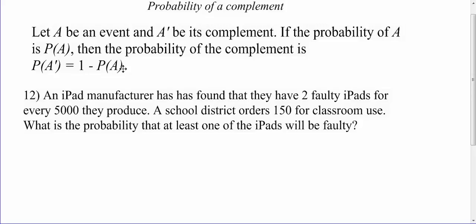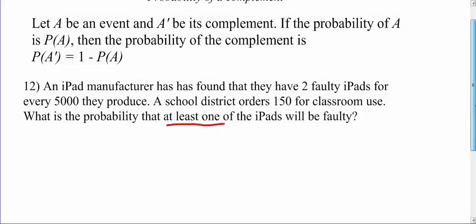So 1 minus the probability would give you the complement, or you could think of it as the probability is 1 minus the complement. So an iPad manufacturer has found that for every 5,000 iPads they produce, there are 2 that are faulty. The school district orders 150 for classroom use. What's the probability that at least one will be faulty?